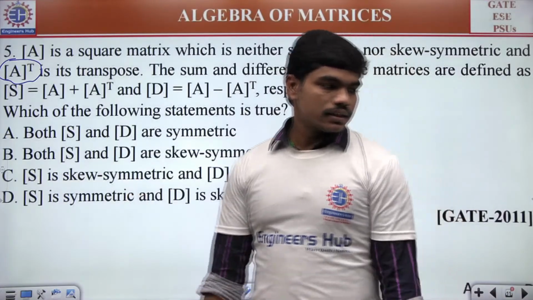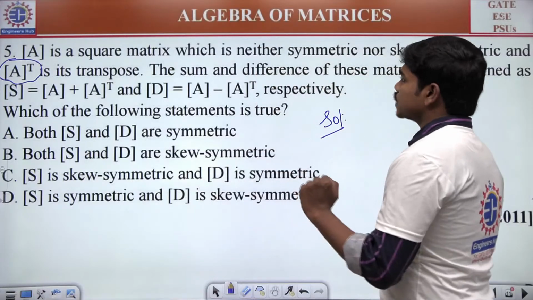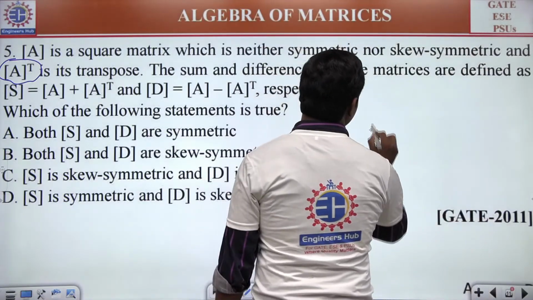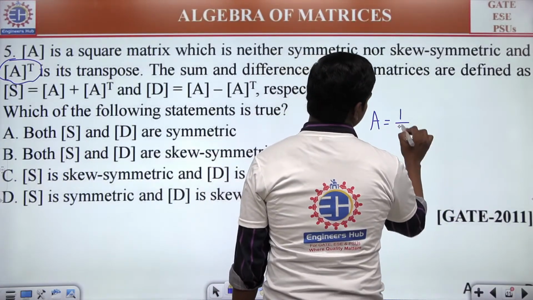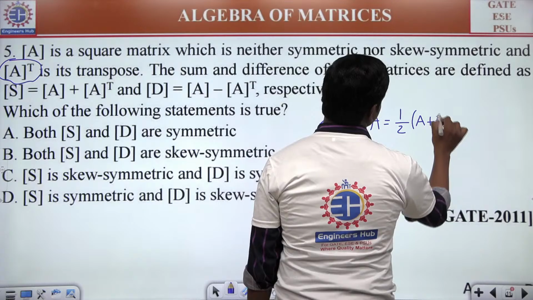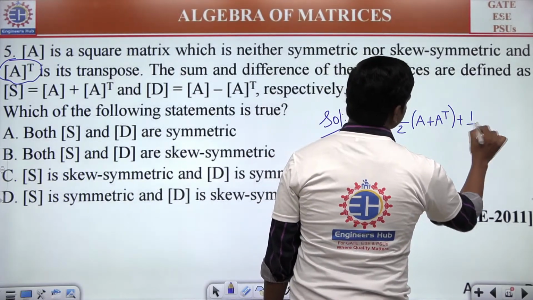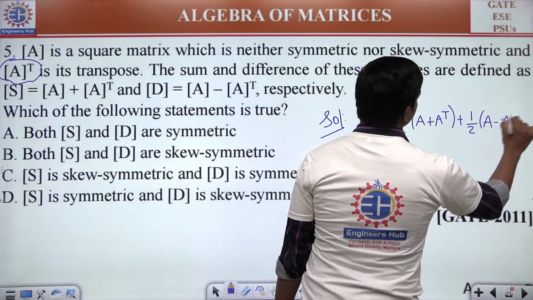Option D. That's what many of you are telling. Okay, let me check. So now we know any matrix A can be written as the sum of a symmetric part and a skew symmetric part, correct? The symmetric part is written something like this, and the skew symmetric part is written something like this, A minus A transpose.